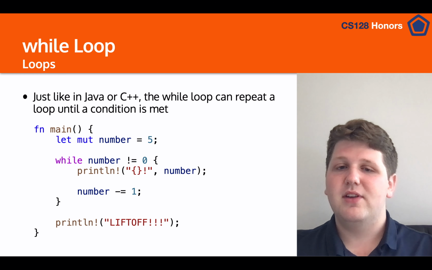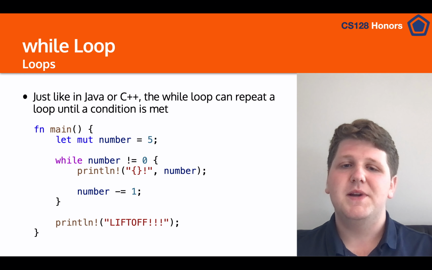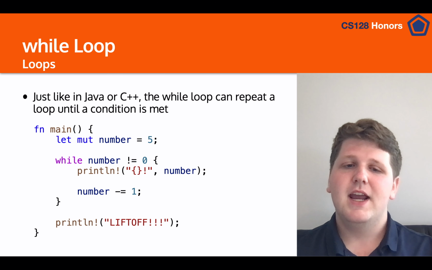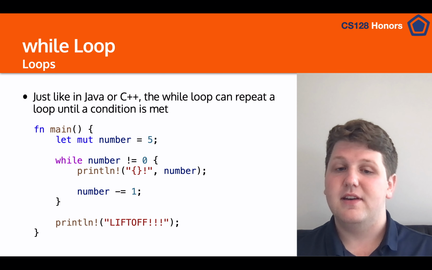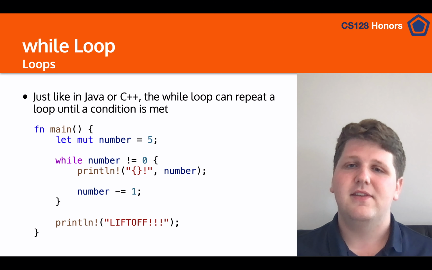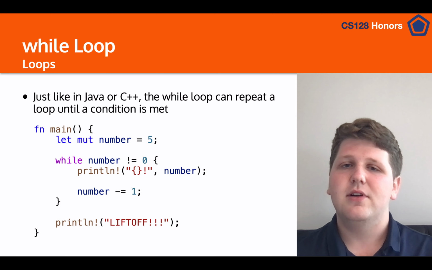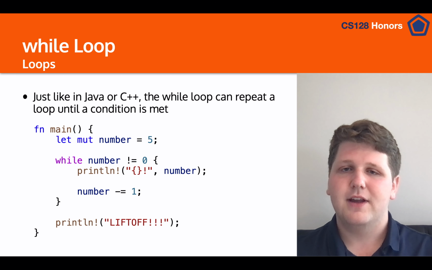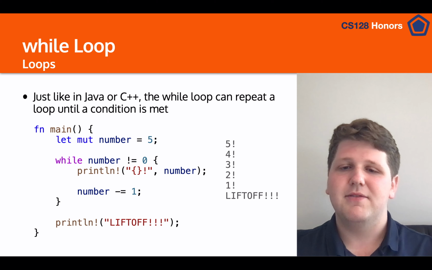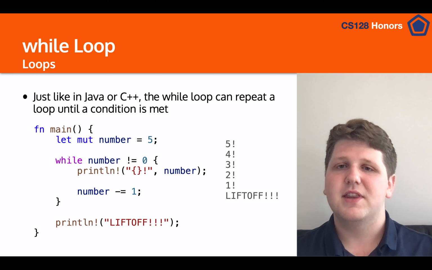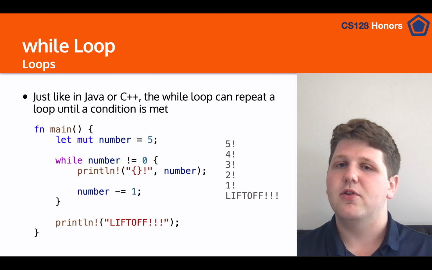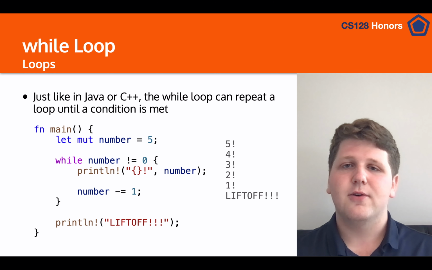Now, just like in Java or C++, the while loop can repeat a loop until a condition is met. What that looks like here is we have this number 5, and then we say as long as that number is not equal to 0, continue to print, and then once we're done, we're printing liftoff. This, as you can probably tell, is just a simple liftoff countdown counter. When we try and run that, you'll see we get 5, 4, 3, 2, 1 liftoff, and it works exactly as we expected. But one important thing to see here is that we have to manually keep decrementing 1 every time, as opposed to having a for loop do this for us. So let's take a look at a for loop in Rust.